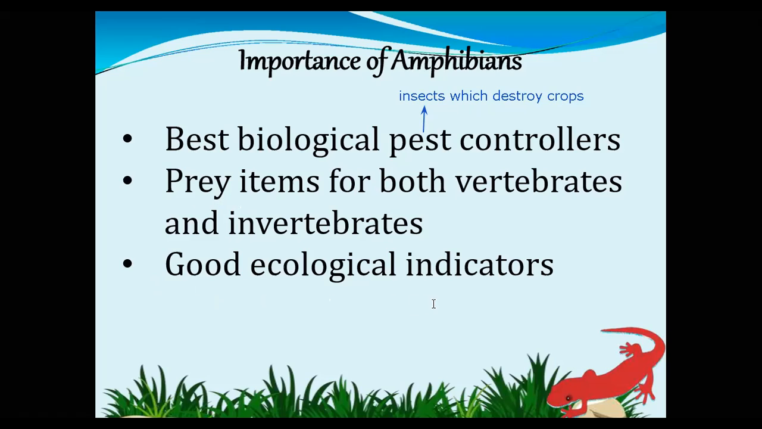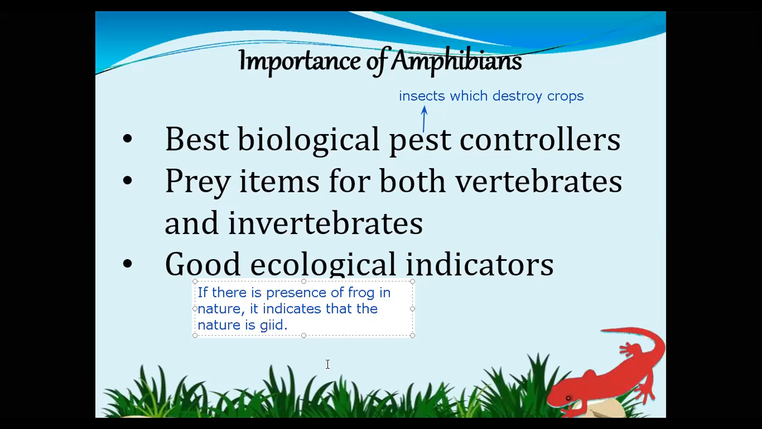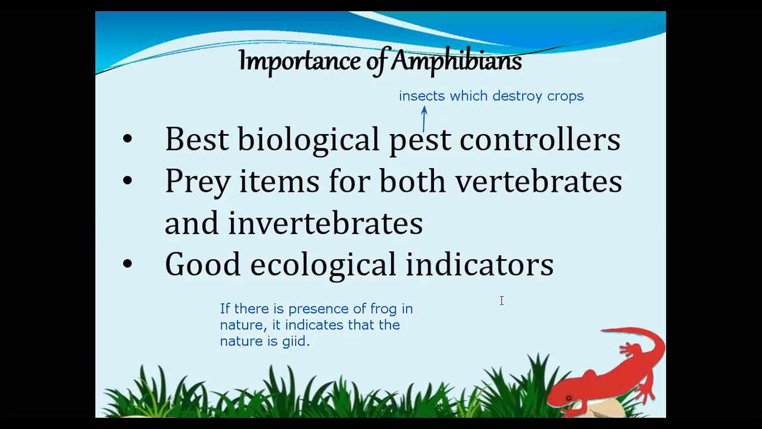Good ecological indicators. That means if there is a presence of frogs in nature, it indicates that the nature is good. Good ecological indicators. That means if there is a presence of frogs in any surroundings in nature, that means the nature is good.